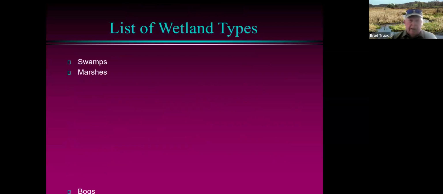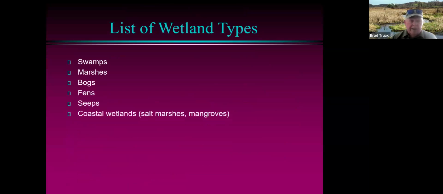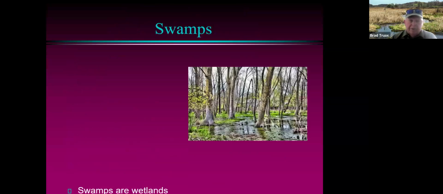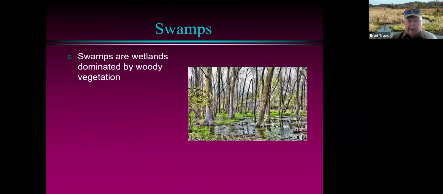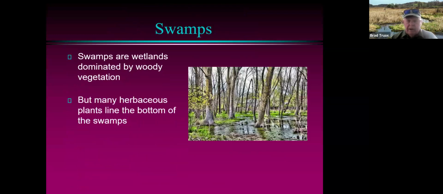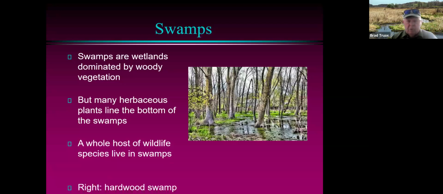So here's a list of the wetland types. You have swamps, marshes, bogs, fens, seeps, coastal wetlands, which include both salt marshes and mangroves, vernal pools, wet meadows, or what we call beaver meadows, and artificial wetlands like rice paddies. So here's a typical swamp. Swamps are wetlands that are dominated by woody vegetation. So here you see many trees in this swamp, but there are some herbaceous plants that line the bottom of the swamp. And a whole host of wildlife species live in the swamps.